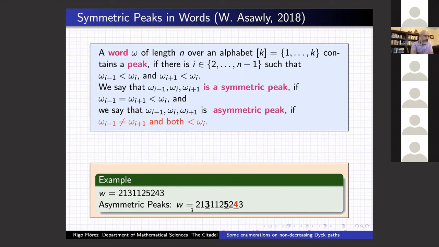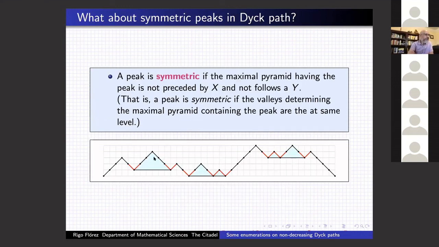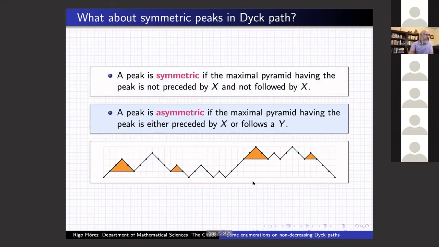non-decreasing Dyck paths. And we did this: we defined a symmetric peak, because we have peaks but we need to define symmetric. We say a peak is symmetric if the two values forming the maximal pyramid containing the peak are at the same level. So this is symmetric, this is also symmetric, and another, and another. Asymmetric peaks are those where the two valleys, so we consider this a valley, right? And we consider this also a valley. If the two valleys are not at the same level, then the peak is asymmetric.